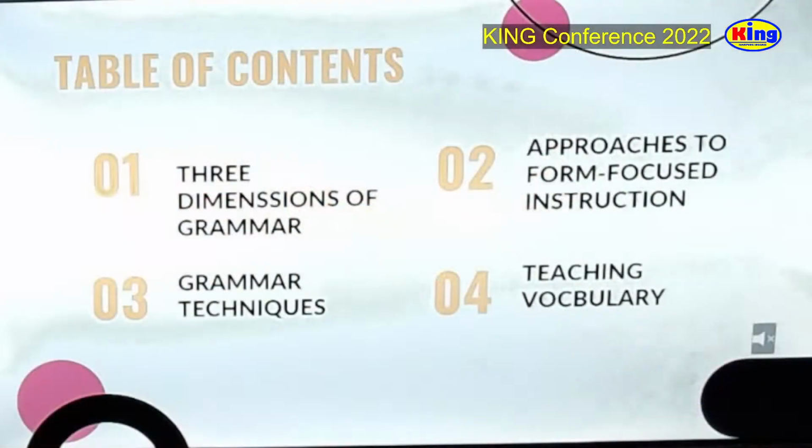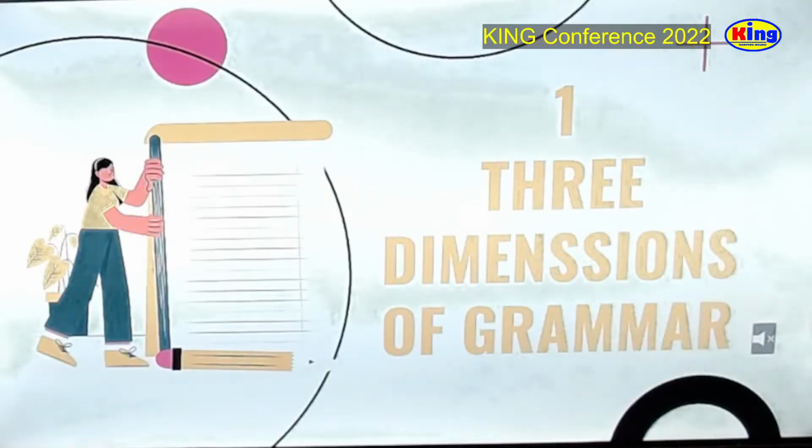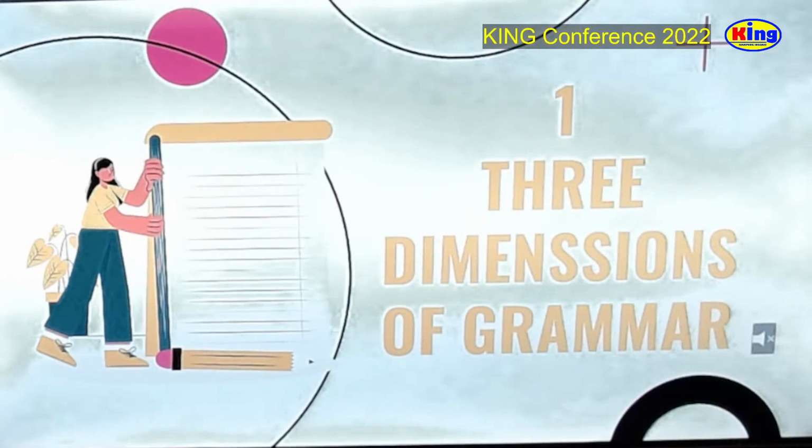All right, in this chapter we have 4 essential parts that I will share with you all. The first one is about 3 dimensions of grammar. The second one is approaches to form and focus instruction. The next one is grammar techniques. And the last one I will share is about teaching vocabulary. So the first one, 3 dimensions of grammar.